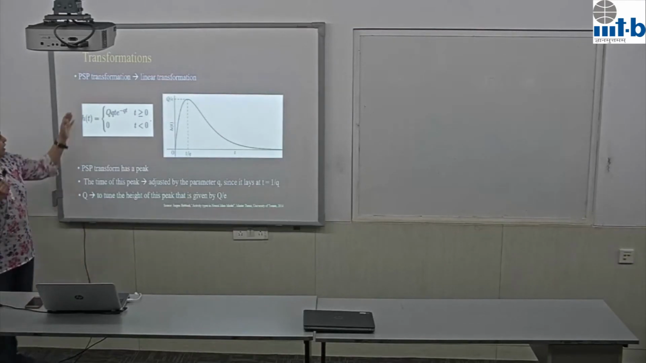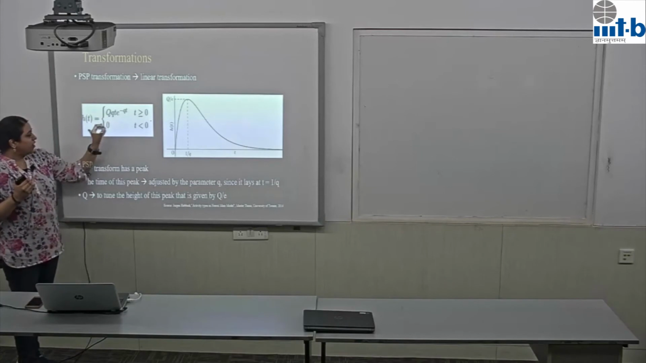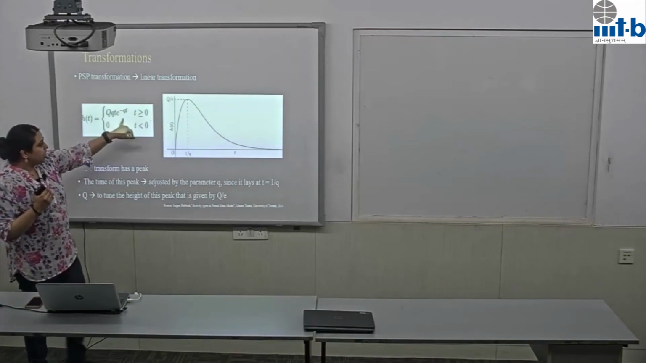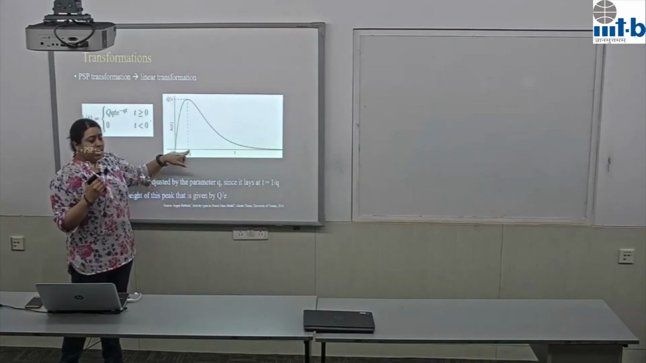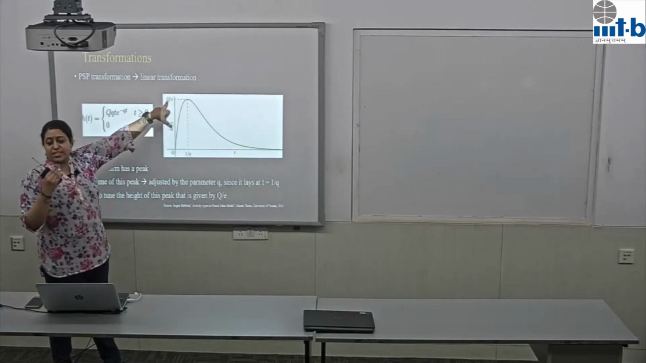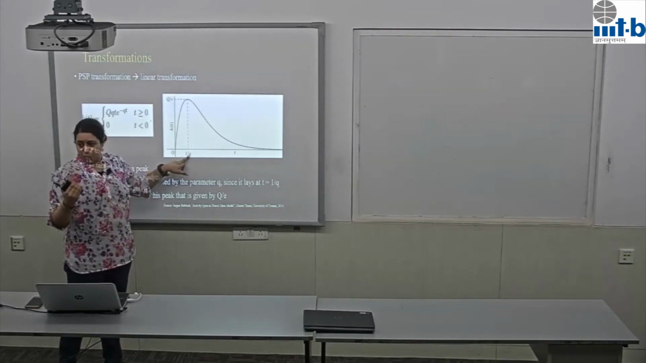Next we have the PSP transformation. It's linear, and this is the equation for the PSP transformation. Here the peak and the time at which we have the peak are controlled by capital Q, which is the synaptic gain, and small q, which is the time constant.